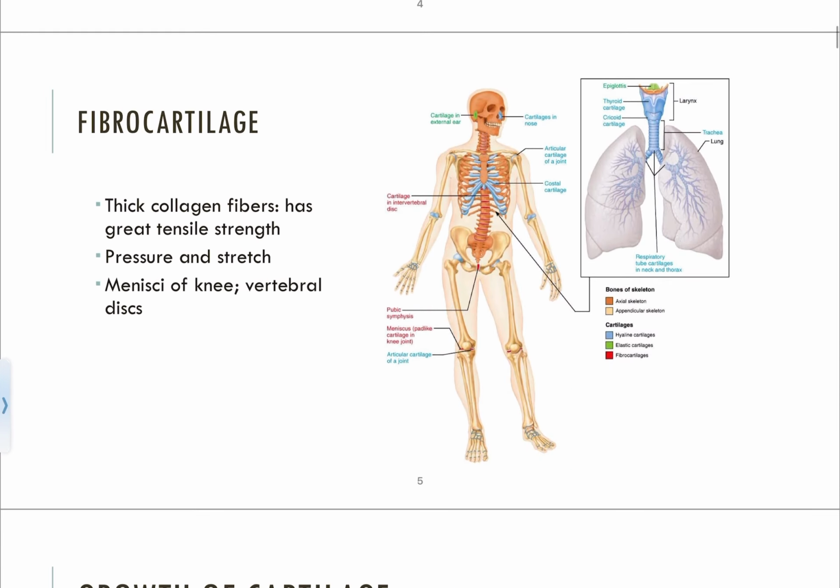The third type of cartilage that we have is fibrocartilage, and these are found in red. We only have three places where we can find it. And again, because it's going to be present in areas where we need great tensile strength, we're going to have thicker collagen fibers here. So it's found in areas that are subject to pressure and stretch. So examples would be the meniscus of our knee, all the cartilage between each one of our vertebrae, as well as our pubic symphysis right here.